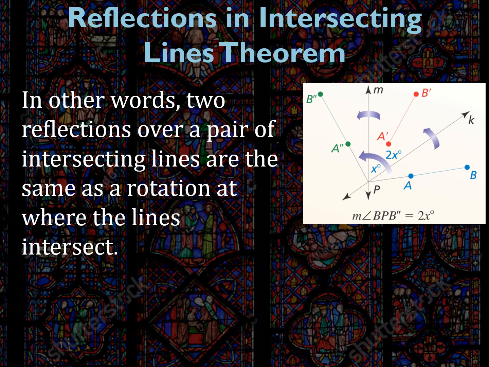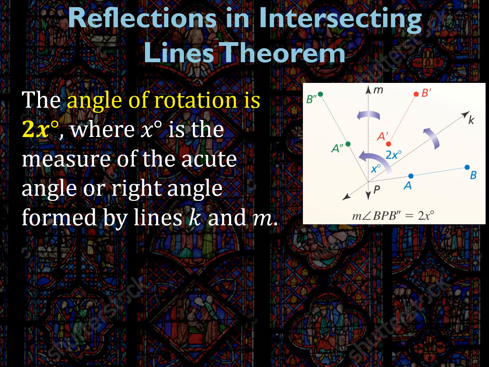In other words, two reflections over a pair of intersecting lines are the same as a rotation at where the lines intersect. Now the angle of rotation is 2x degrees, where x degrees is the measure of the acute angle or right angle formed by lines K and M. So x degrees is the angle here. It's basically where KPM is, or that angle, and now the angle of rotation is double that.